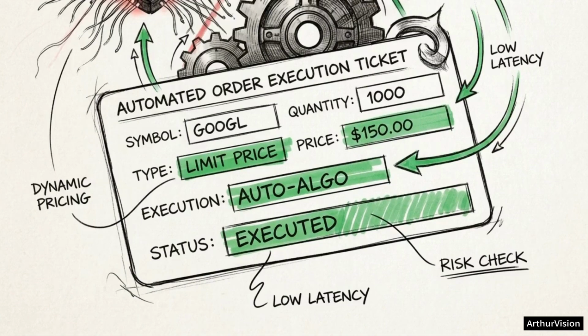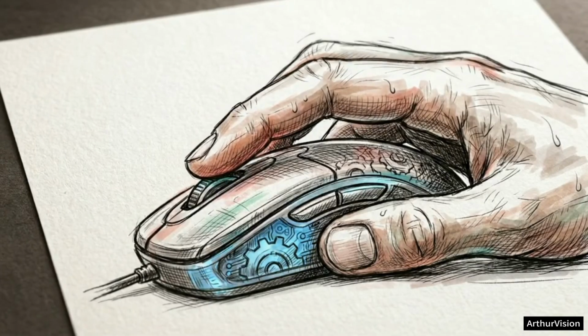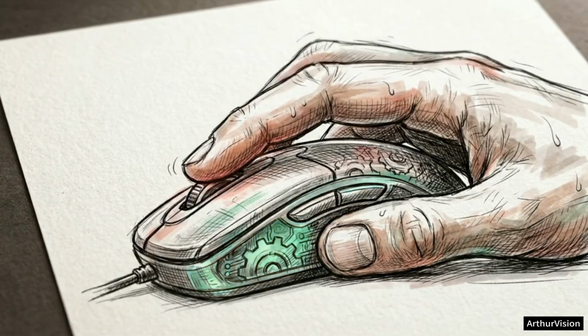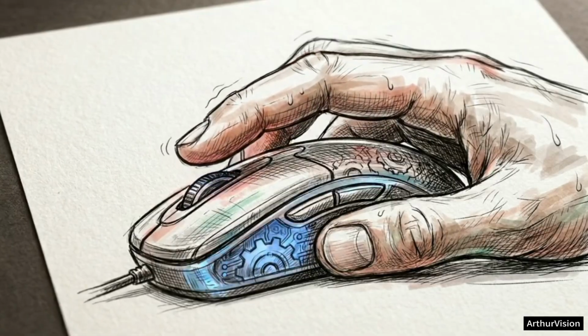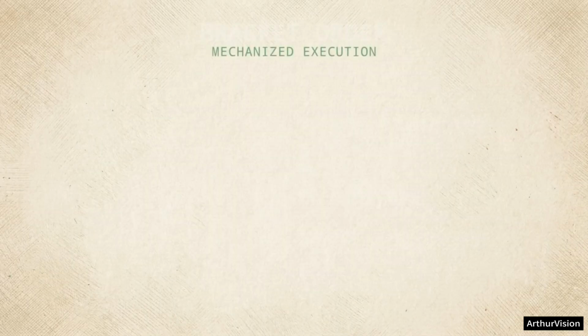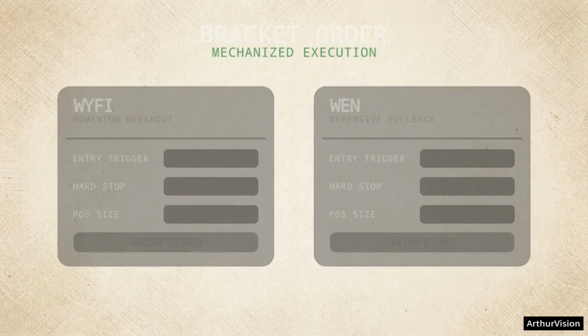The most perfect multi-period technical analysis is useless if human emotion, specifically fear or greed, is allowed to handle the execution. We remove the human element using a bracket order. This mechanized algorithm simultaneously deploys an entry trigger, a profit target, and an unconditional stop loss.